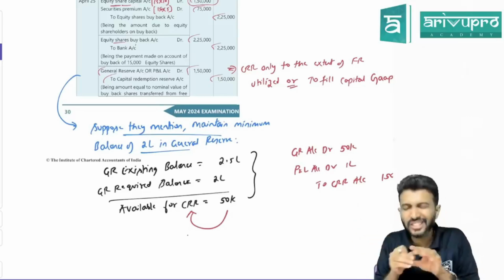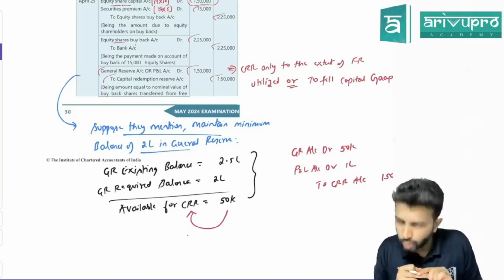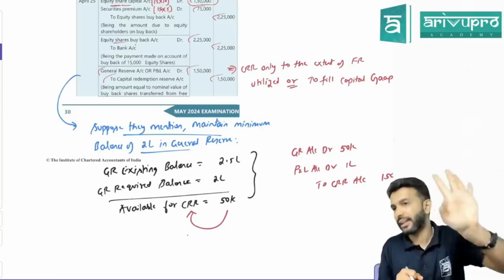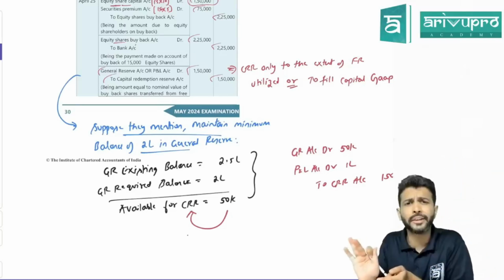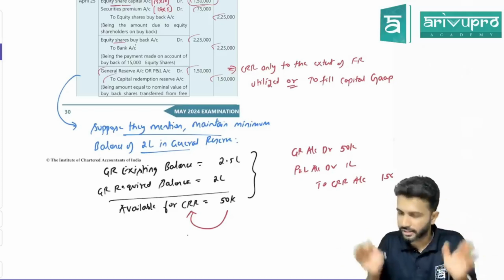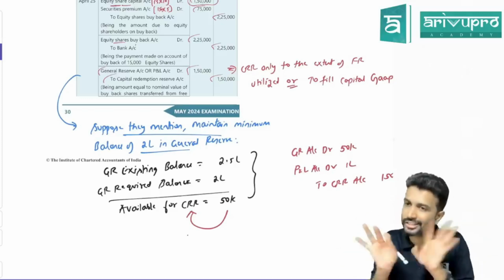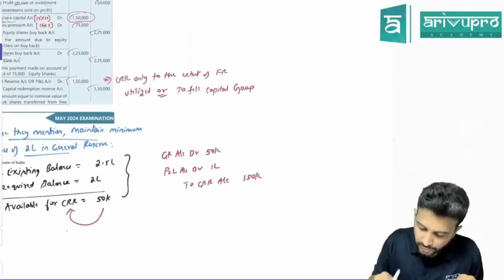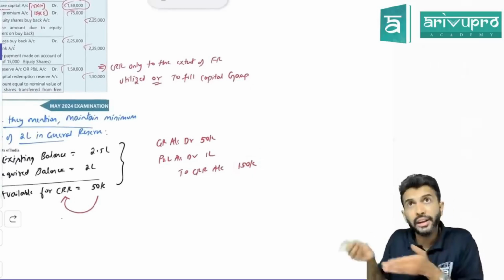So in this case, you can use general reserve to create CRR only to the extent of 50,000. Is this there in this problem or just a different case? Just a different case discussing. This also could come in the exam. So how much CRR we need to create? 1.5 lakh. Entire 1.5 lakh.